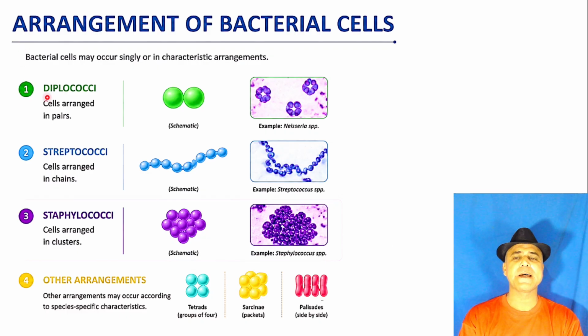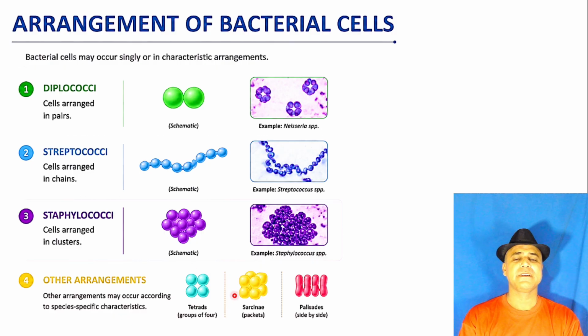Arrangement of bacteria: you can see Diplococci, cells arranged in pairs. Streptococci, cells arranged in chains. You can see bacteria are arranged in the form of a chain. Staphylococci, cells are arranged in clusters like this. This is a cluster of bacterial cells. Other arrangements may occur according to specific characteristics.